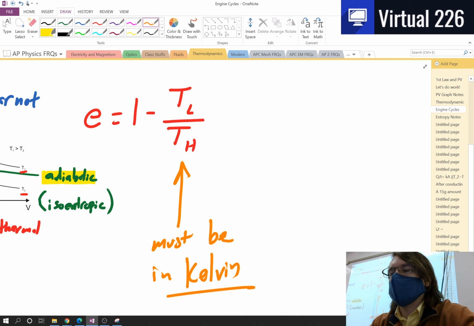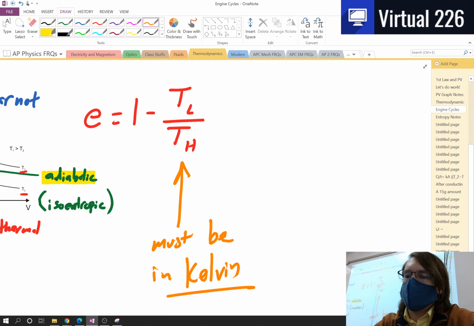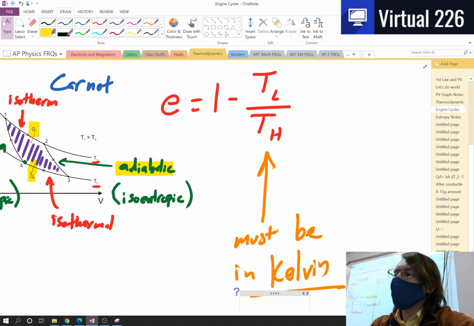And that's that. If you're in Celsius, you can have a negative temperature in Celsius. 1 minus a negative number is a number greater than 1, which implies that your efficiency is above 100%. That's not a thing. Kelvin cannot go below absolute zero. Kelvin is what you want here. So this is the Carnot engine.